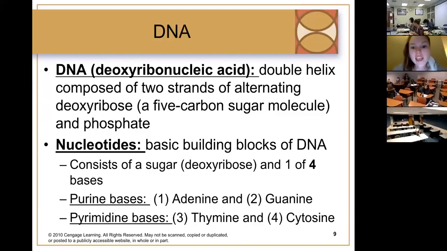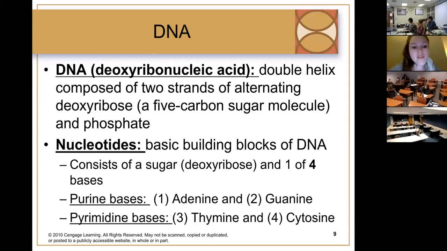DNA is also known as deoxyribonucleic acid. Everyone is familiar with the term DNA because deoxyribonucleic acid is a mouthful. Its structure is a double helix that's composed of 2 strands of alternating deoxyribose, which is just a sugar, and phosphate. I'm going to show you a picture in a second to show you how this looks. And then DNA is made up of what are called nucleotides. They're the basic building blocks of DNA.